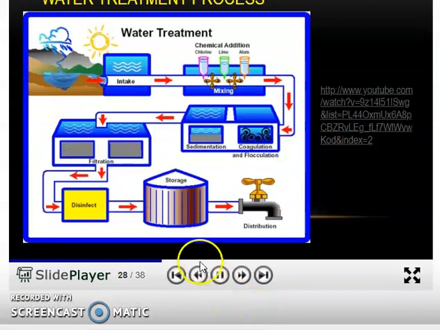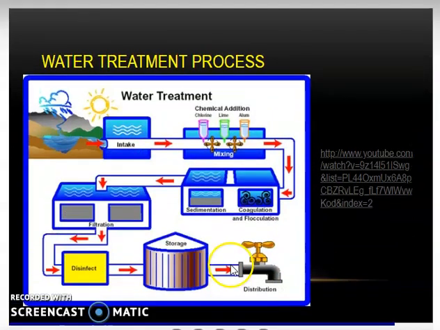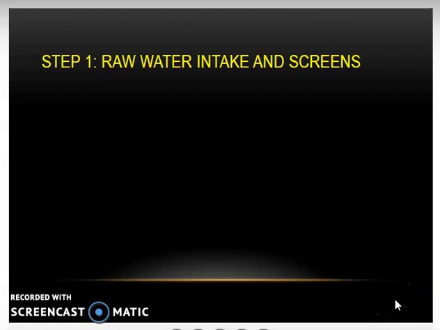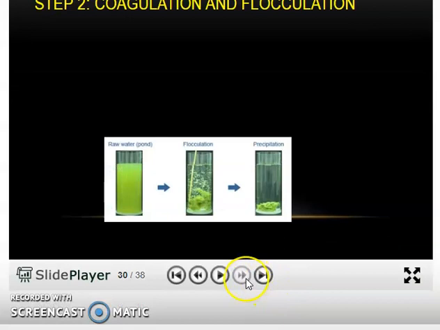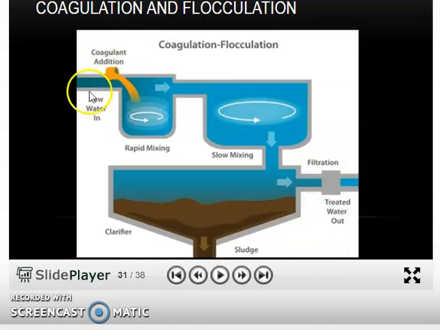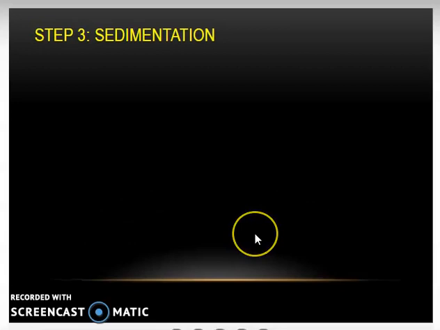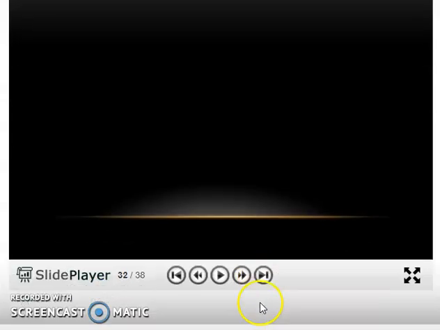So, water treatment process. I want to go through these processes with you. This is what a water treatment plant would do. The first step is raw water intake and screens. The raw water comes in, and there's something called coagulation and flocculation that occurs. When the raw water comes in, they add a coagulant, and they mix that coagulant with the raw water. Basically that causes all the particles to clump together so they're easier to strain out.